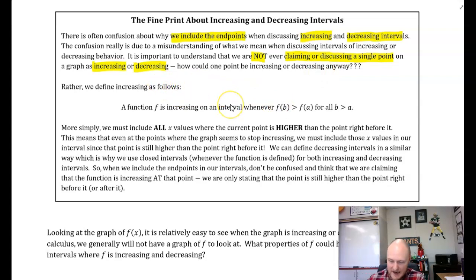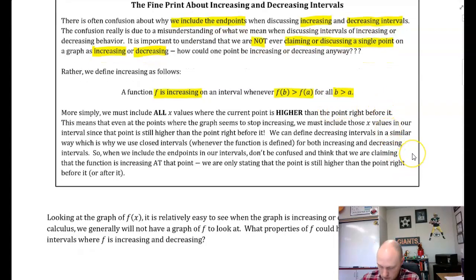Rather, we define increasing as a function f is increasing on an interval whenever the next point is greater than the point before it. So f of b is greater than f of a for all b greater than a. More simply, we must include all x values where the current point is higher than the point right before it. This means that even at points where the graph seems to stop increasing, we must include those x values in our interval since that point is still higher than the point right before it.